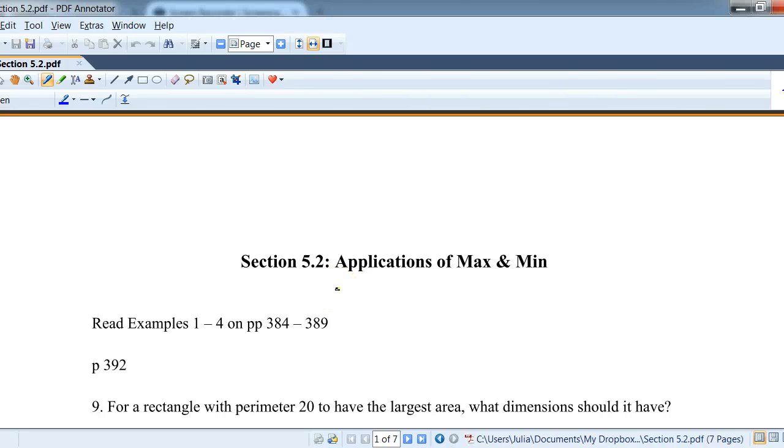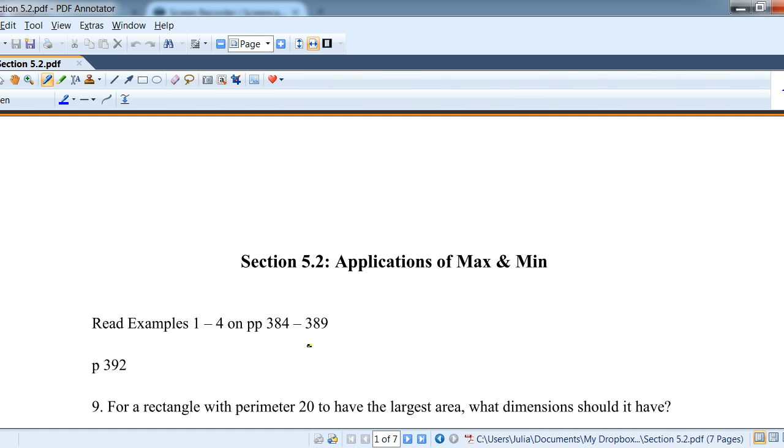In this section, 5.2, we'll focus on some applications of maximum and minima. How do we use the first derivative test that we've learned and set up in the previous two videos in the previous section, and how do we apply it in the context of, let's say, maximum revenue or minimum cost. I recommend before watching this video, go ahead and read these examples 1 through 4, and they're definitely going to help you set up and figure out what we're talking about.